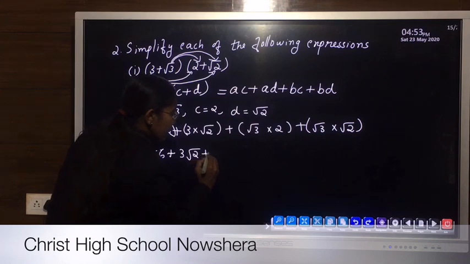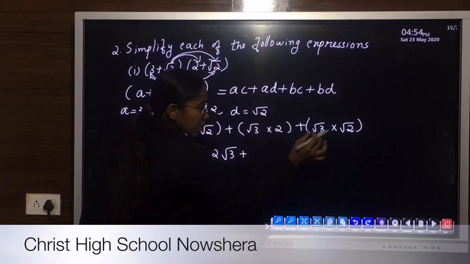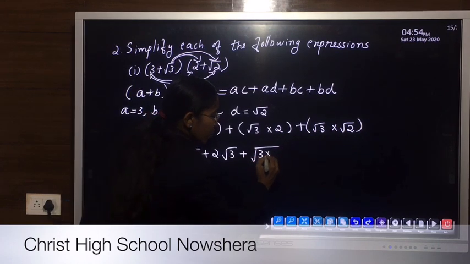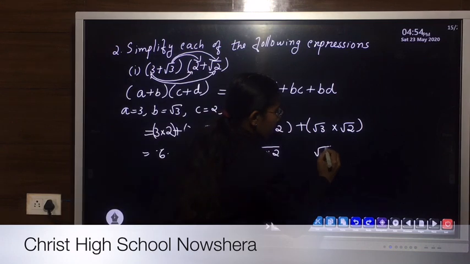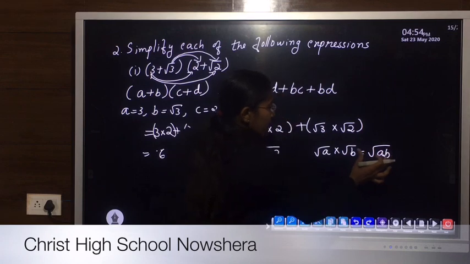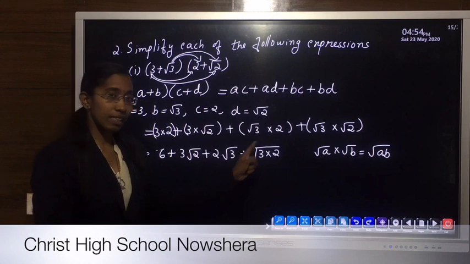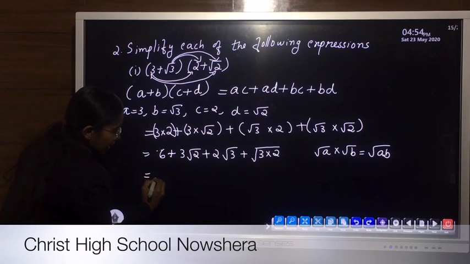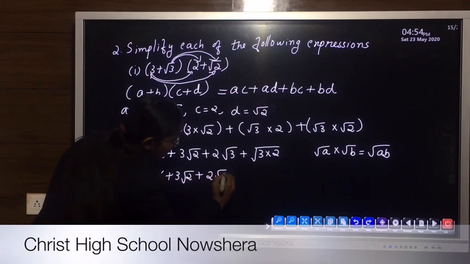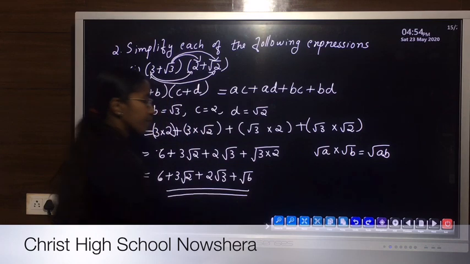Plus root 3 into 2 means that is 2 root 3, plus this is root 3 into root 2. Root 3 into root 2 we can write as root 3 into 2. Which property? Root a into root b is equal to root ab. Using this property, we can write root 3 into root 2 as root 3 into 2. That is 6 plus 3 root 2 plus 2 root 3 plus root 6. So this is the answer.